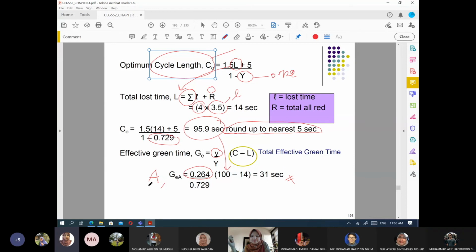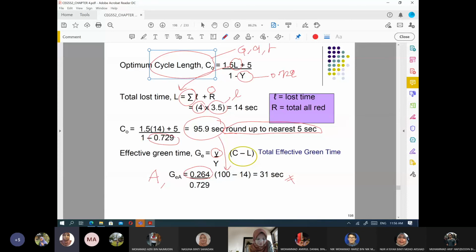Azri? Cycle line warna apa? Cycle line warna apa Azri? Ada 4 minit lagi. Azri kan? 3 warna kot. Okay, good try. Betul lah tu. 3 warna. Lampu hijau, green, amber and red.